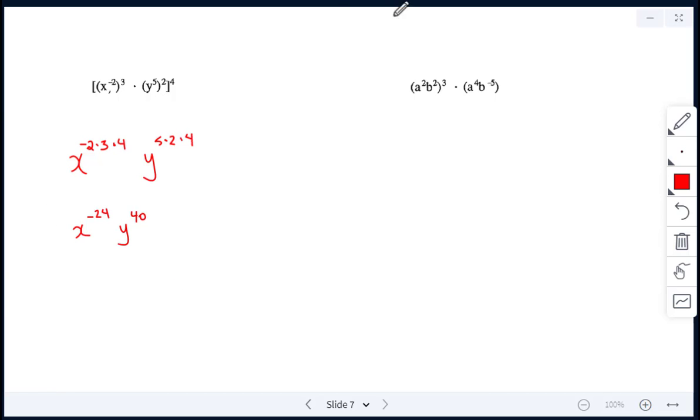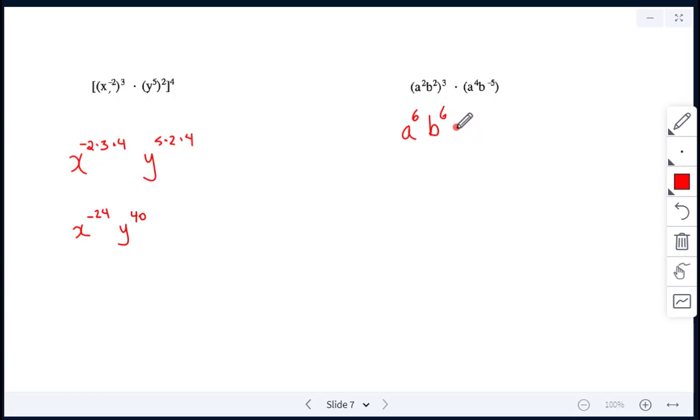Okay, so the last example we have here, the first step we'll do is we'll use the power of a power law for this first part of the expression. So a to the power of 2 to the power of 3, so 2 times 3, that gives me a to the power of 6. And then we have b to the power of 2 to the power of 3, so 2 times 3, that gives me b to the power of 6.